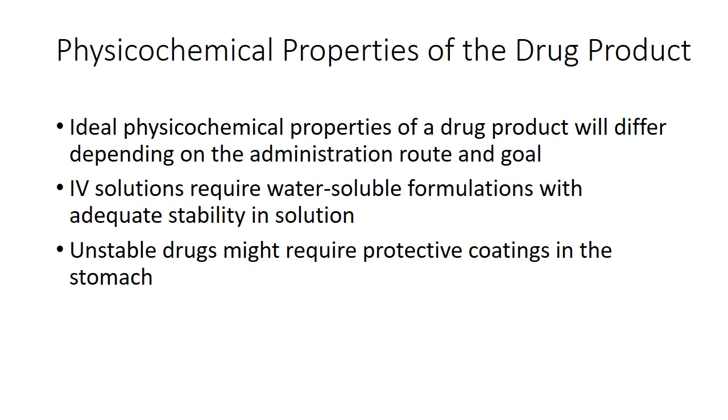Physical chemical properties of the drug product. Ideal physical chemical properties of a drug product will differ depending on the administration route and goal. That means, is it ionized or unionized, is it lipophilic or hydrophilic? Those are choices when you're making a drug, and hopefully you have some freedom to modify them. You might want to modify them in different ways depending on the route of administration and the goal of treatment. So if we want more rapid absorption, maybe we'll go with something more hydrophobic.